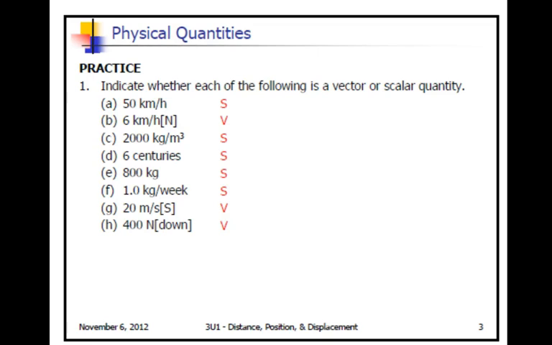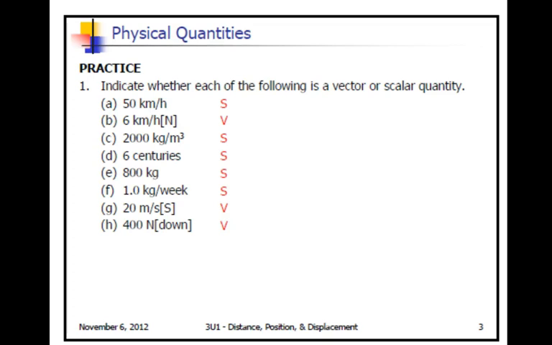C is a density, 2,000 kilograms per meter cubed. There is no direction associated with that. That's a scalar quantity. D is a time measurement, 6 centuries. That is scalar. E is a mass, 800 kilograms, doesn't have a direction. F appears to be a mass value per week, so it might be how much somebody is losing in mass. That would be a scalar quantity.